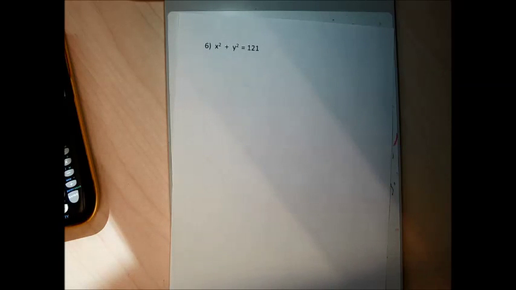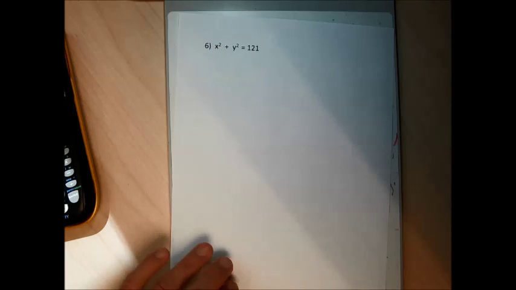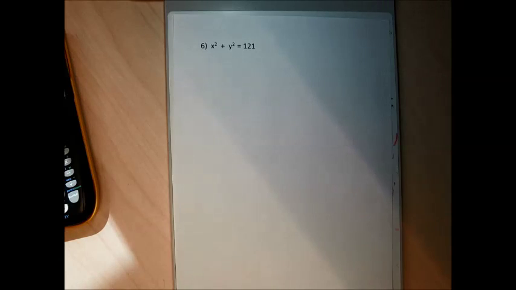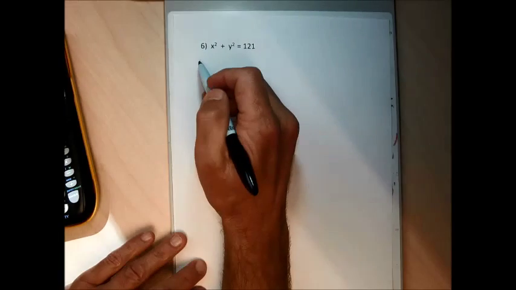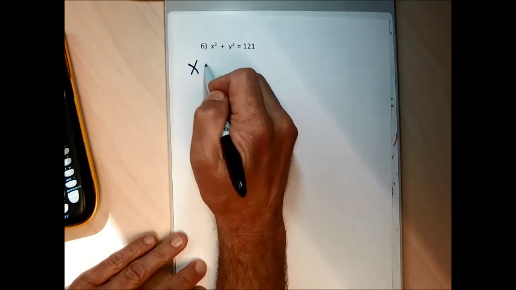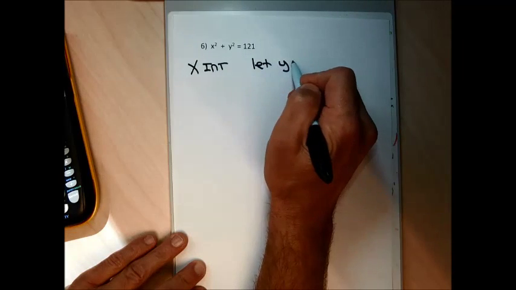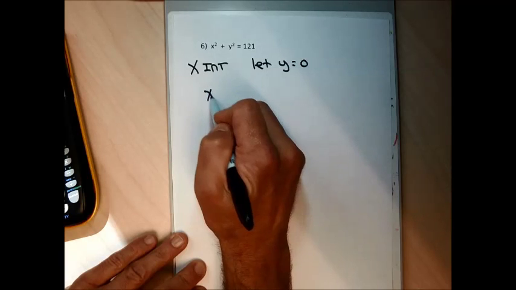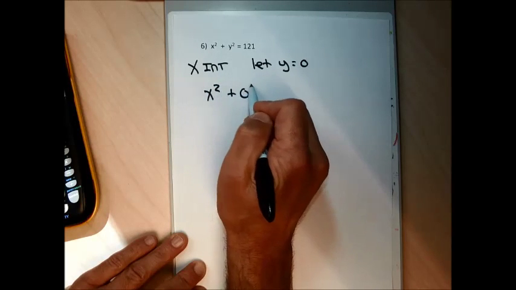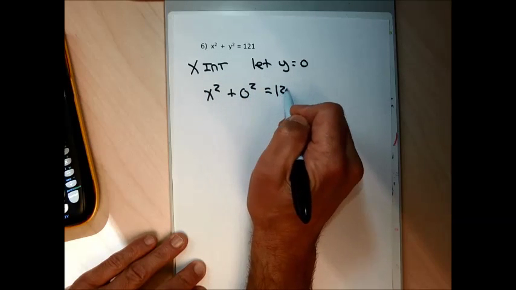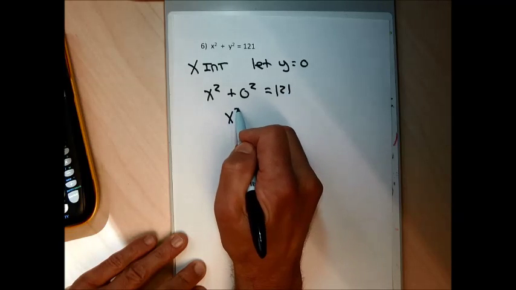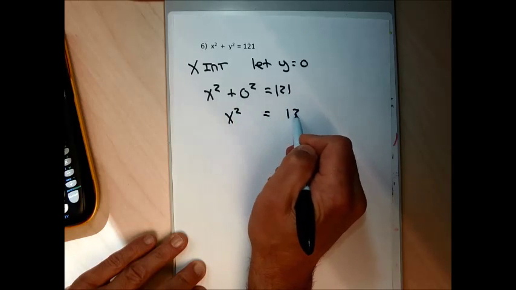So there's 29 problems on the review. I'll probably have to do it in 2 halves. So for number 6, to find the x-intercept, I'm going to let y equal 0 and go x squared plus 0 squared equals 121. This is going to give me x squared equals 121.